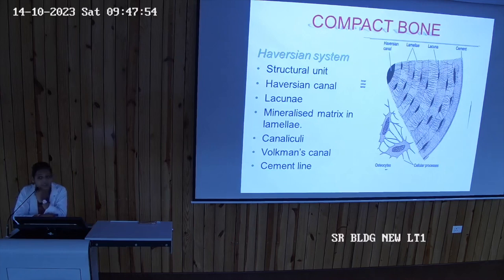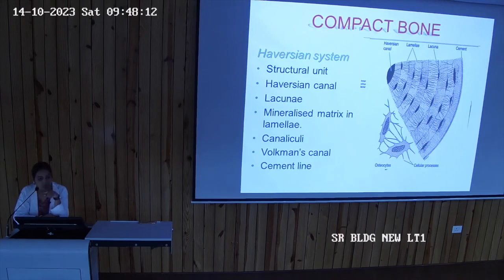So in the center, this is a Haversian canal. Then these are the laminae. These are the osteocytes. ये projecting process जो है वो किसके अंदर रन करेंगे? Canaliculi. So these black lining which are connecting adjacent osteocytes are known as canaliculi.